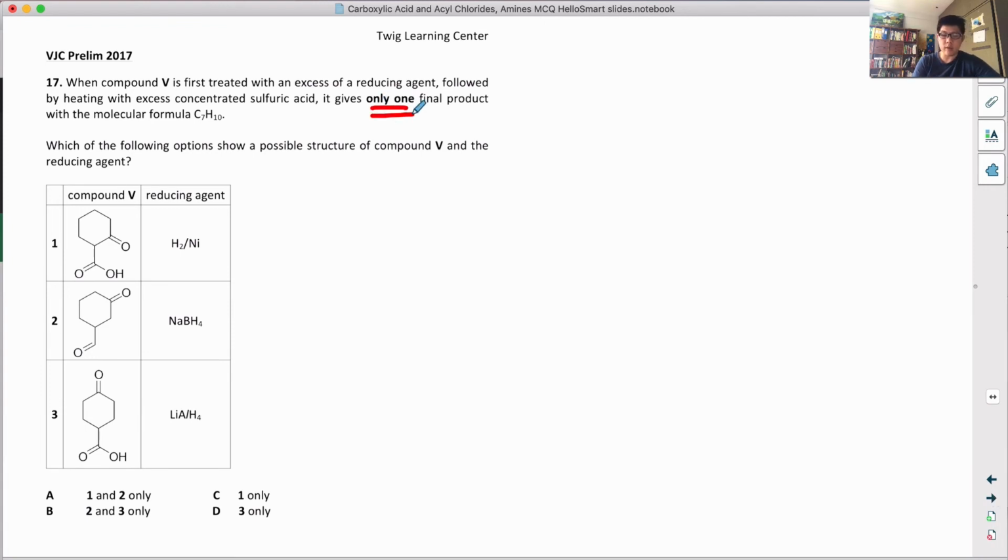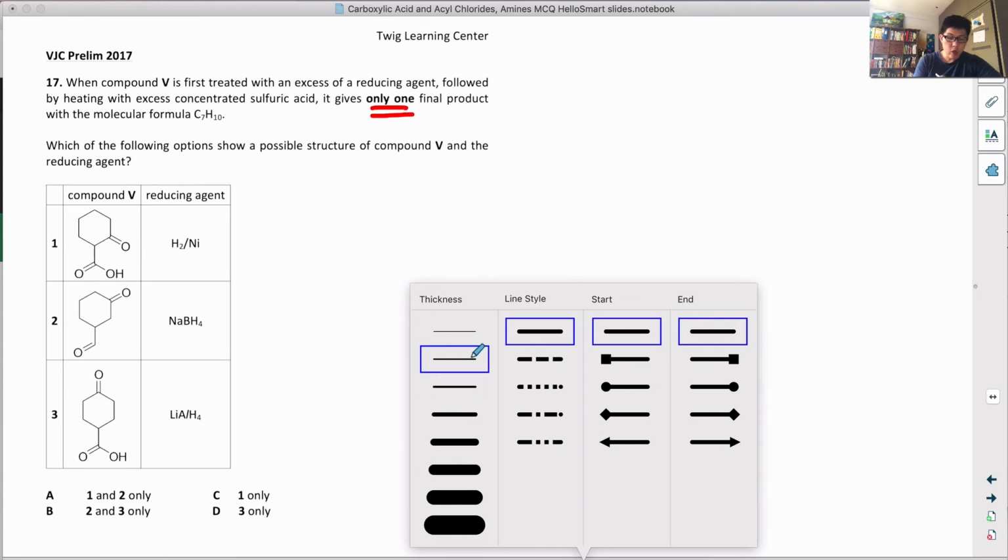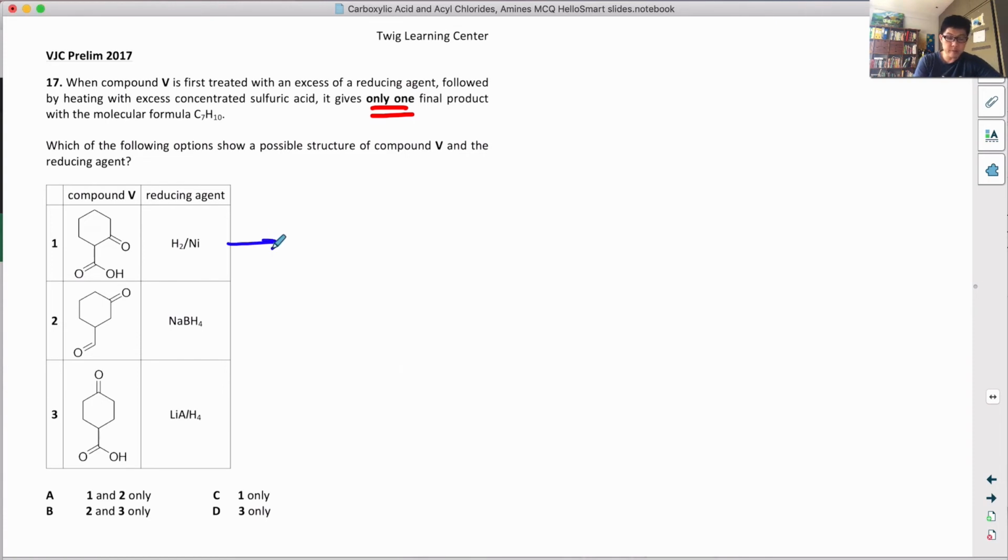See, they highlighted it, only one final product. So what could it be? All right, okay, let's run through. So hydrogen will reduce, okay, and this is the molecular formula. You notice there isn't any more O. This will reduce only the ketone. There's a carboxylic acid and there's a ketone, but hydrogen only reduces the ketone here. It doesn't reduce the carboxylic acid. So this is the thing I'm going to draw.